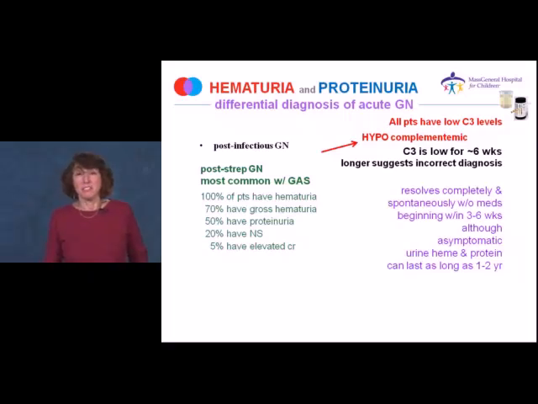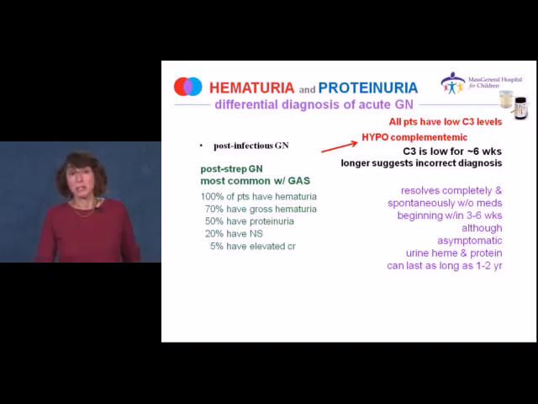The C3 level is low for a good month or two, and if it's lower for longer than that and it's simply not returning to normal, then it's not post-infectious GN either, and it's a different hypocomplementemic GN. The most common or the most well-known form of post-infectious GN is post-strep GN, and the most common strep would be group A strep. And in this setting, 100% of those patients have hematuria, microscopic or macro.